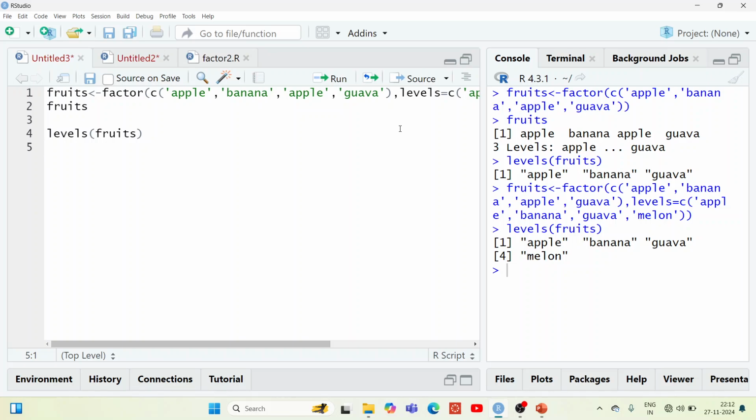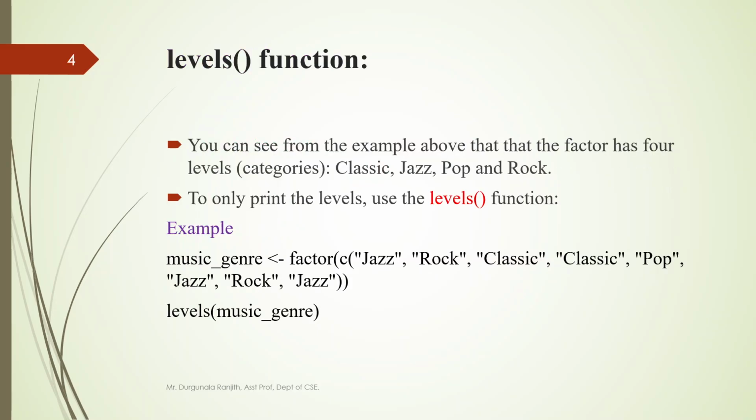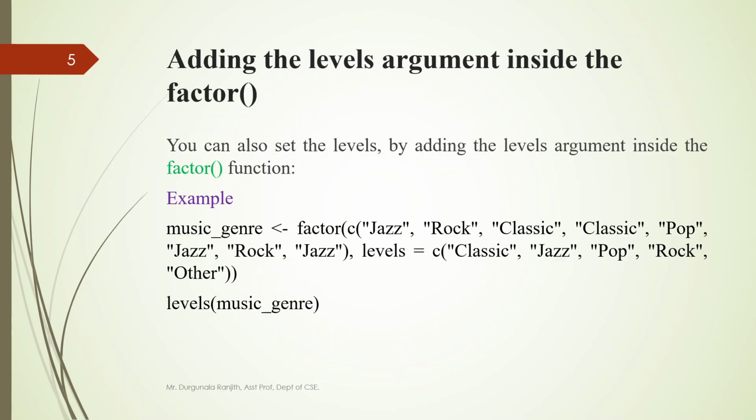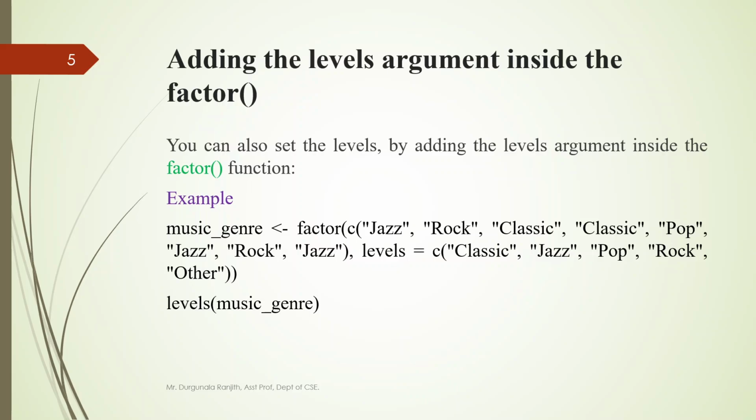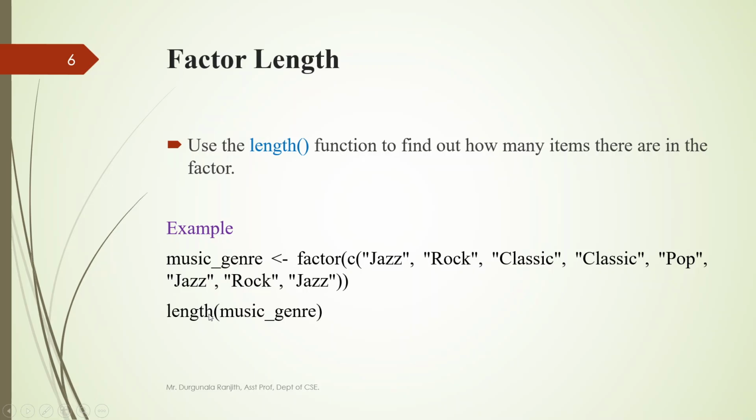Levels represent the different types of elements that the factor is going to have. So the levels function is used to find out the levels, and we can add the levels as an argument inside the factor function. As we have already discussed, we can add the levels inside the factor function like this, and you can find out the levels that are available in a factor by using the levels function.